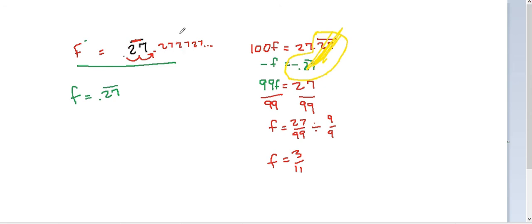Let's review what we just did. We took f equals the repeating decimal. We wrote that down so we remember it for later. And then we multiplied both sides by 100. It needs to be 100 because we have two numbers repeating.